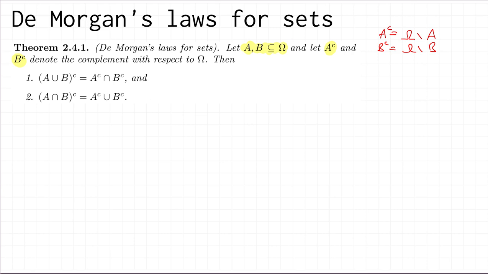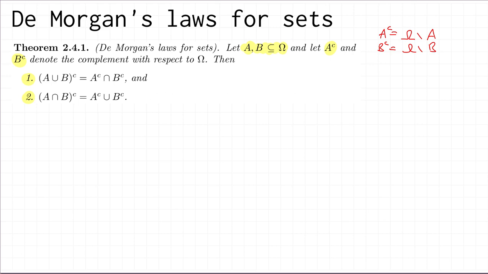What we then need to do is to prove the following two results. The first one says that the complement of A union B is equal to the intersection of A complement and B complement, and the second one says the complement of A intersection B is equal to the union of A complement and B complement. So how do we do this? Well, we just use some logical equivalences which we've proved before. Specifically, of course, we use De Morgan's laws in logic. So let's write out the definitions. I'll do part one of this theorem.